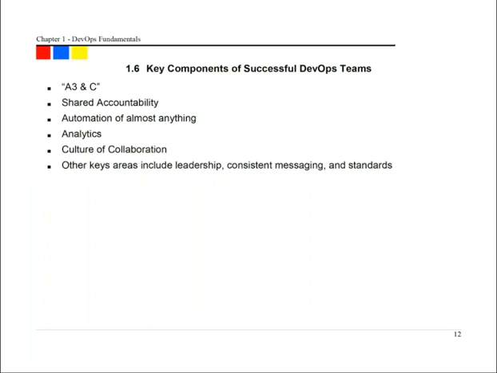So there are a number of models for how we think about culture and cultural aspects. And cultural aspects is probably the hardest part of DevOps. Some of the cultural aspects that your cross-functional teams will need are captured by this acronym A cubed and C, which really just stands for 4 key cultural aspects that will be important. 3 of them that start with an A and 1 that starts with a C. Shared accountability, automation, analytics, and a culture of communication.